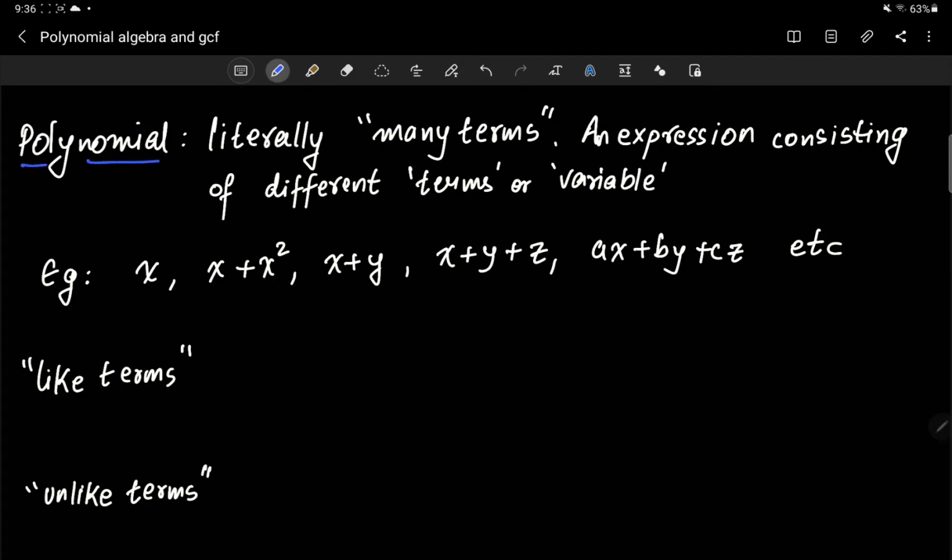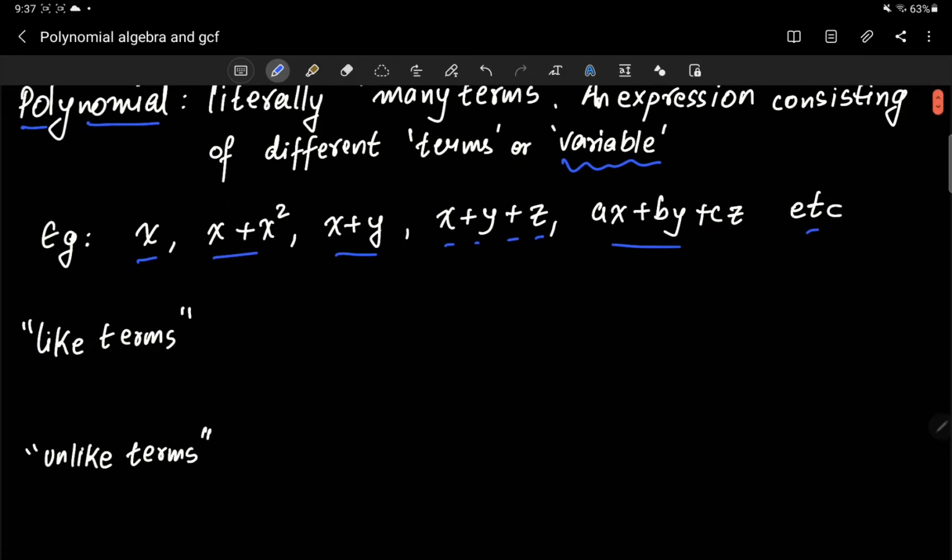So it's an algebraic expression consisting of different terms, or what we also refer to as variables, because we can also think of them as functions. So for example, x plus x squared, x plus y, x plus y plus c, etc.